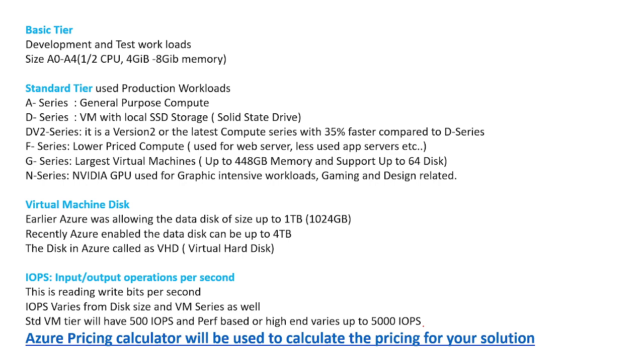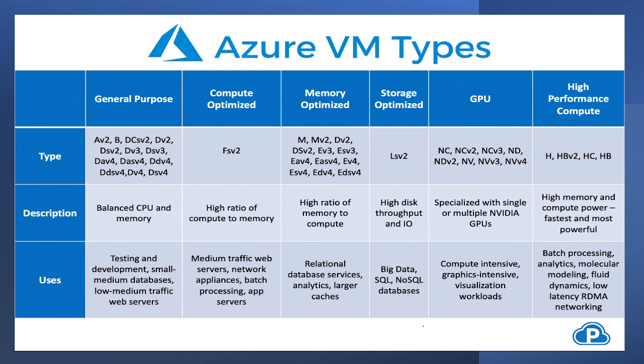And if you want to calculate the price of a device, you have the Azure pricing calculator. You just go to the Azure pricing calculator, select a service, and it will tell you how much it costs. If you go pay as you go, what is the cost? If you go with a reservation, what is the cost? Everything you'll get in the Azure pricing calculator. See here the types, description, uses, general purpose, compute. This keeps on updating. This is the old one. You can look at the Azure portal and you will get the latest things.